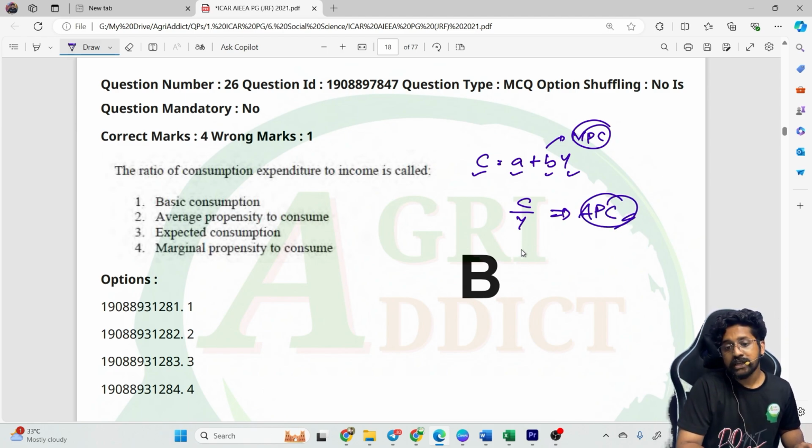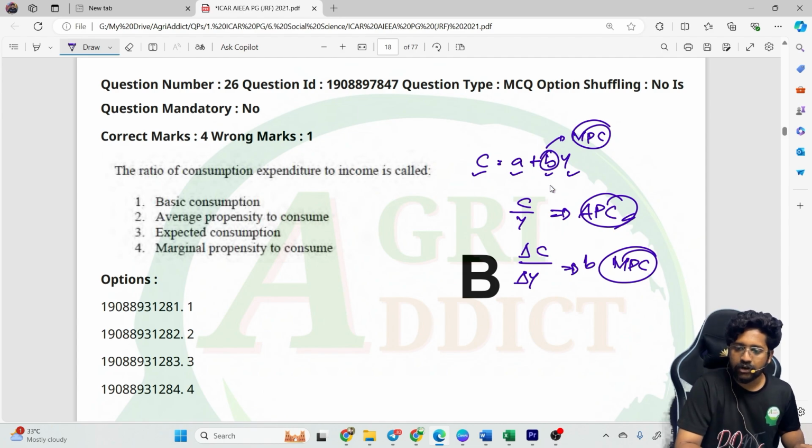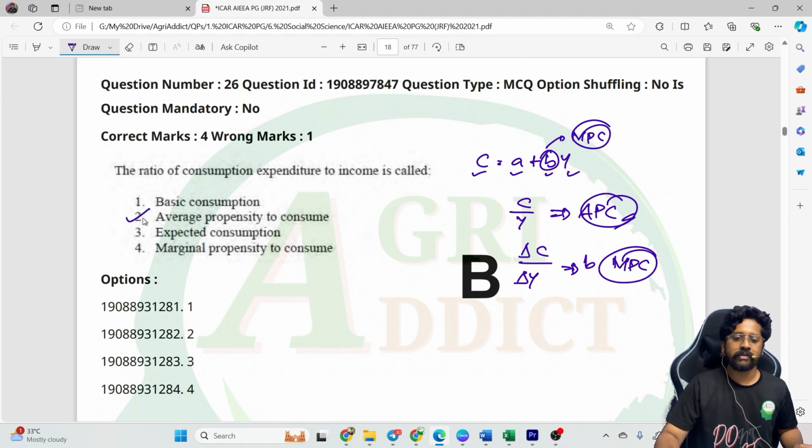What if it was the ratio of the change in the consumption expenditure to the change in the income? That is nothing but delta C divided by delta Y, which is given by the slope of the consumption curve, right? It is nothing but B, or we can say it is the marginal propensity to consume. It is denoted by B in the consumption function. So the answer will be average propensity to consume. The second option will be the correct answer.